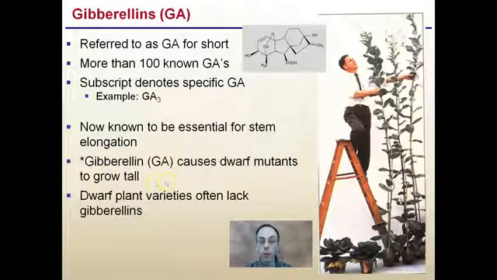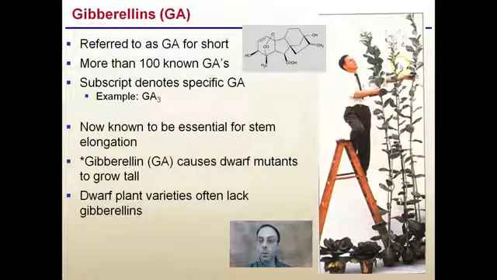If you have a dwarf mutant and you add GAs to that, you can actually get that plant to return to close to normal height, or at least get taller than its mutant variety. Dwarf plants, on the other hand, are often plants that lack gibberellins, and that's what causes their dwarfism.